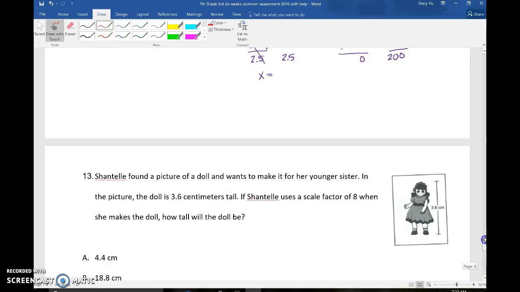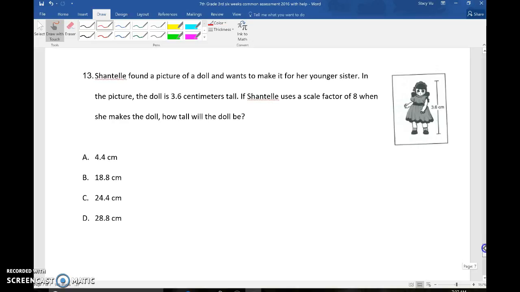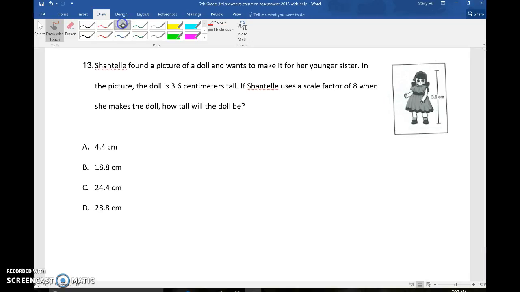Then go back up to this one just in case you guys need it, since I was having difficulty. So it says that the doll is 3.6 centimeters tall, a scale factor of 8. So that means we're multiplying it by 8. You don't even have to set up a proportion on this. You're just multiplying it times 8. 6 times 8 is 48. 3 times 8 is 24, plus 4 is 28. One number to the right of the decimal.